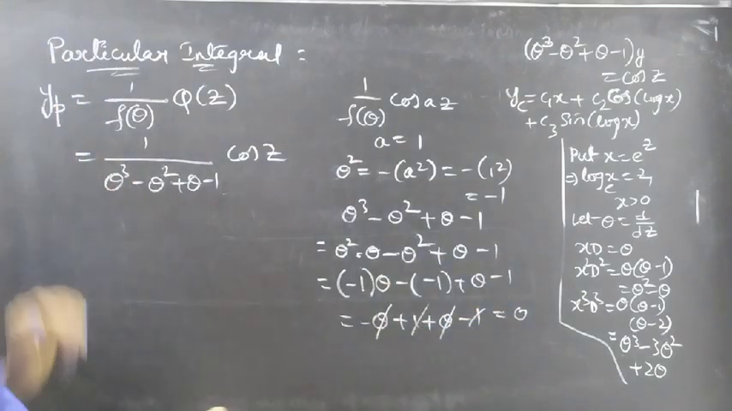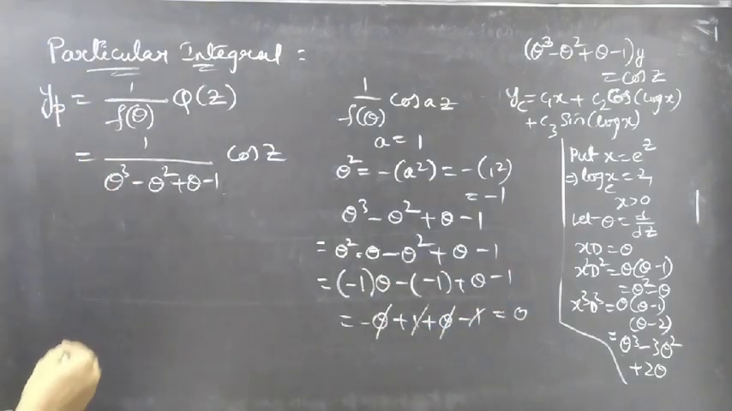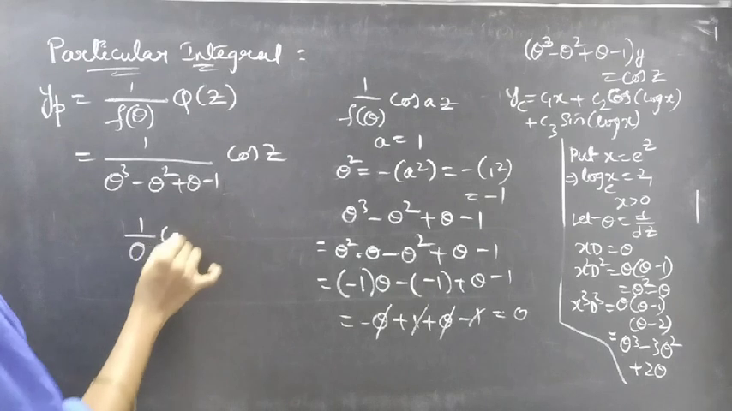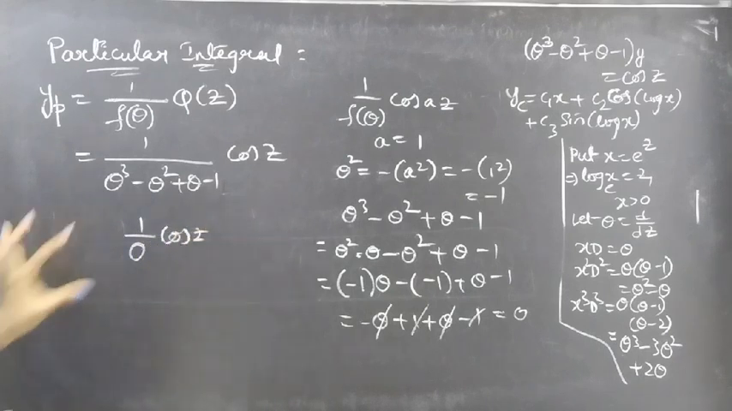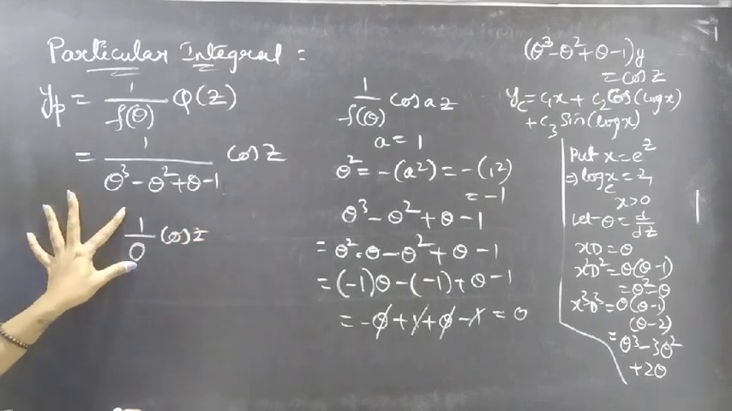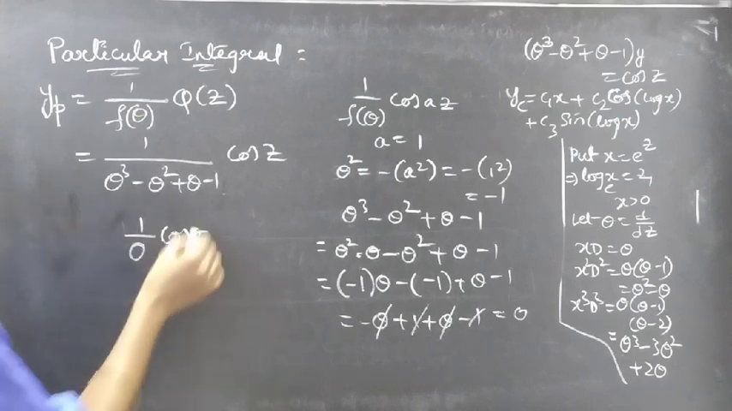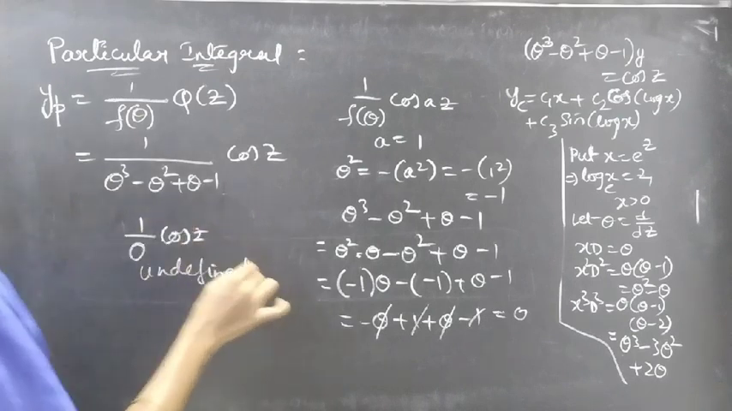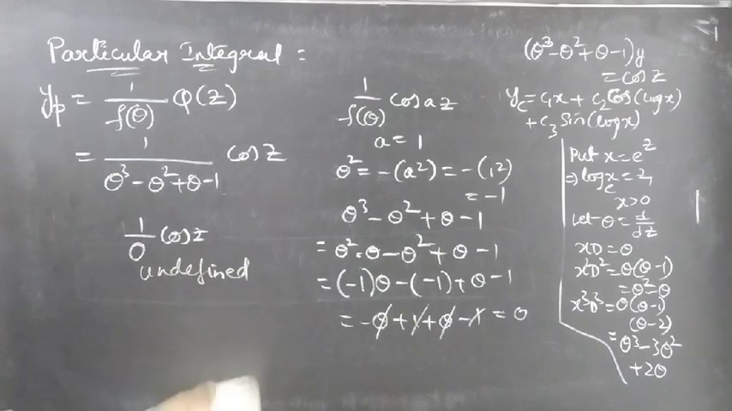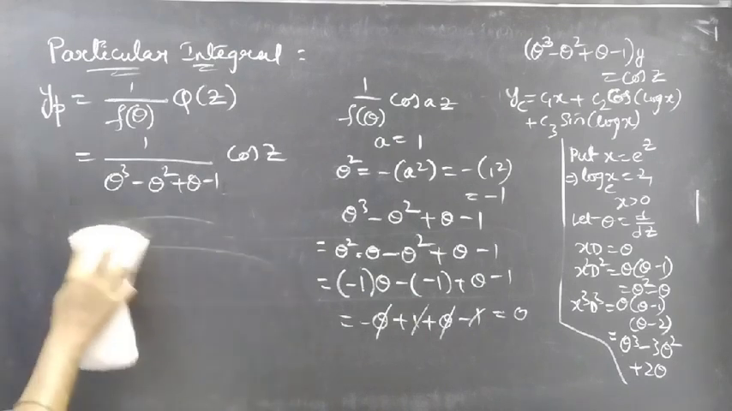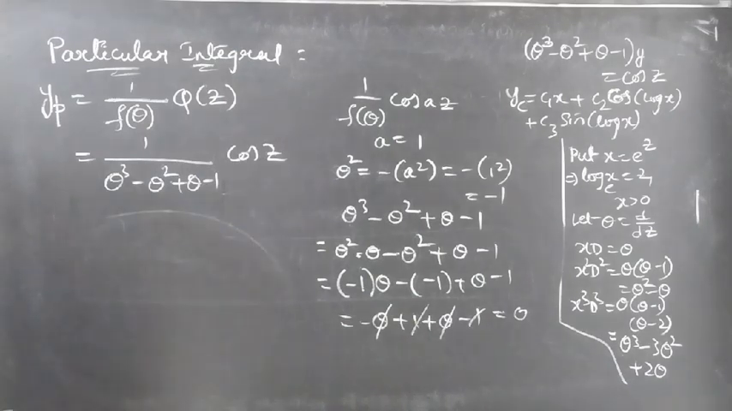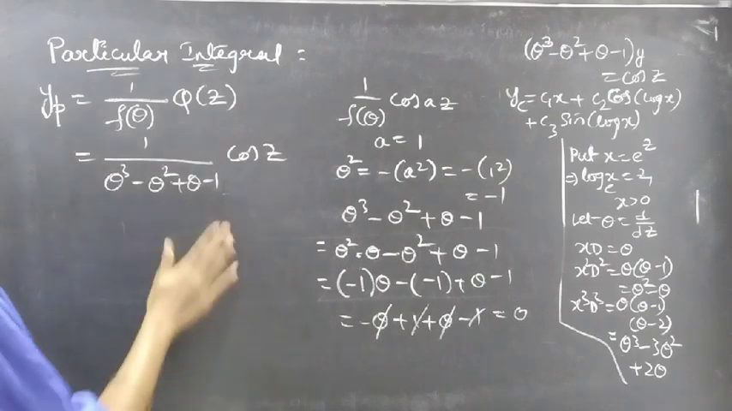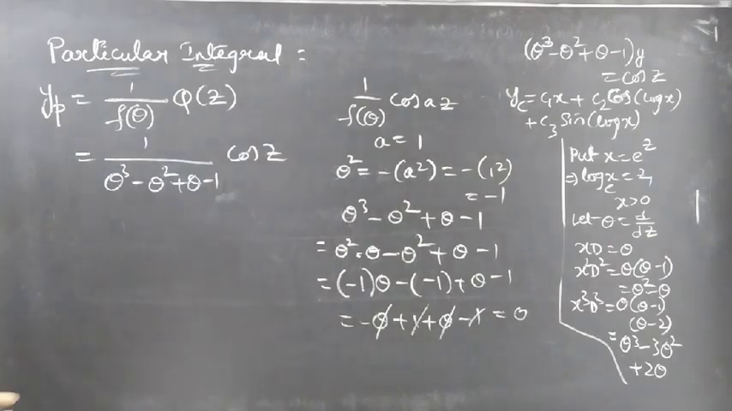If we replace theta square by minus 1 in the denominator, we'll get 1 by 0 into cos z, right? Since 1 by 0 is undefined, the total term becomes undefined. So here we cannot replace theta square by minus 1 in the denominator because we'll get an undefined term, right?